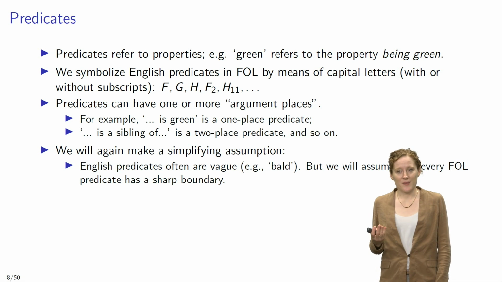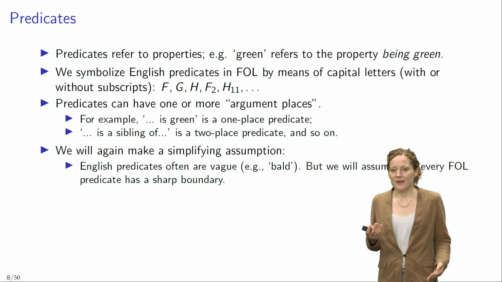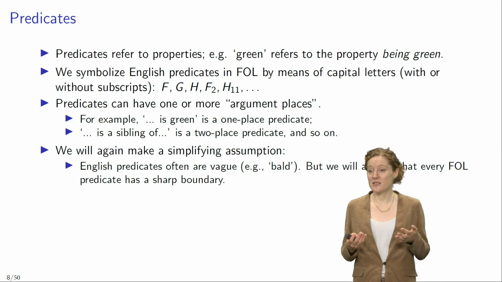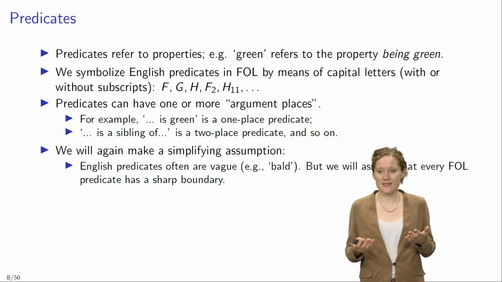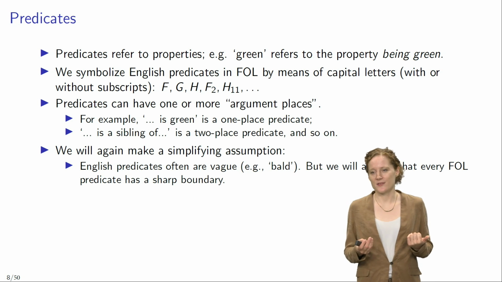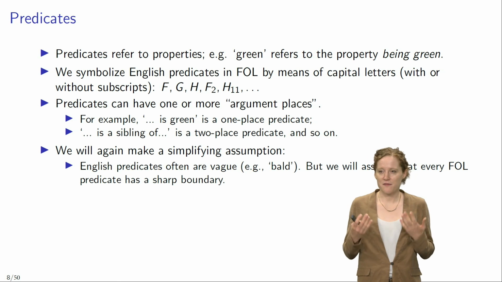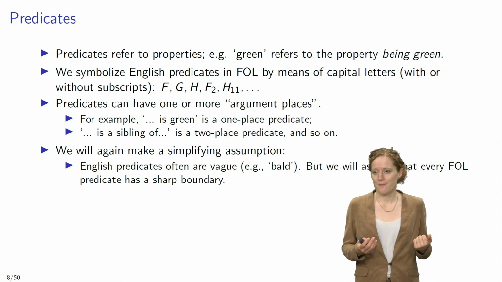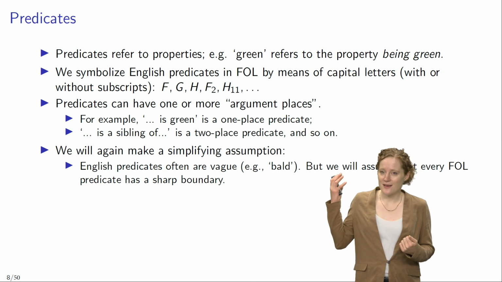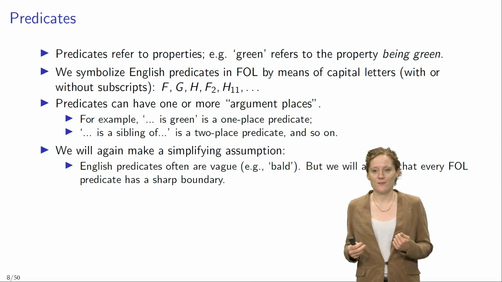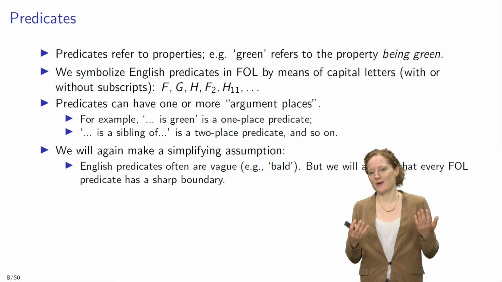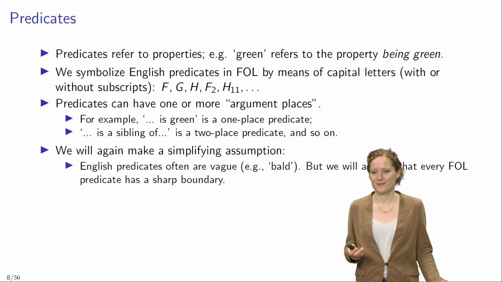Now we will again make a simplifying assumption. English predicates often are vague. So for example, consider the predicate is bold. In some cases, it may be unclear whether a person is bold or not. They may have borderline many hairs on their head, and you may say, yeah, kind of bold, kind of not bold. It's not quite clear. Now, we will assume that every FOL predicate is non-vague, meaning that for every FOL predicate, it is always entirely clear whether an object satisfies that predicate or not.